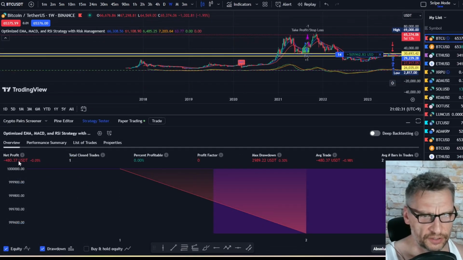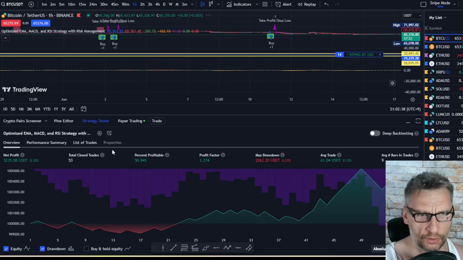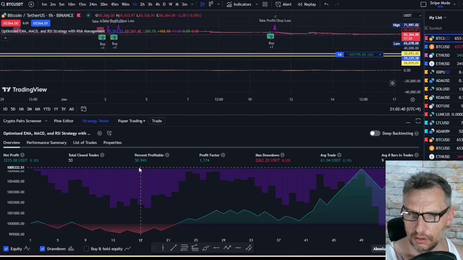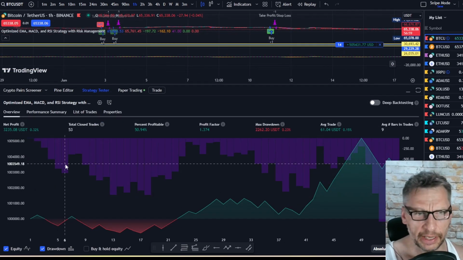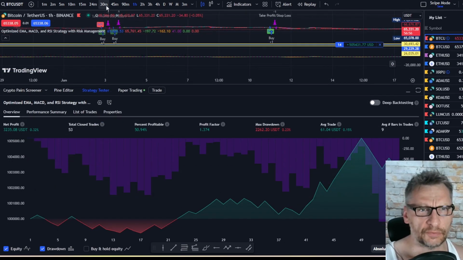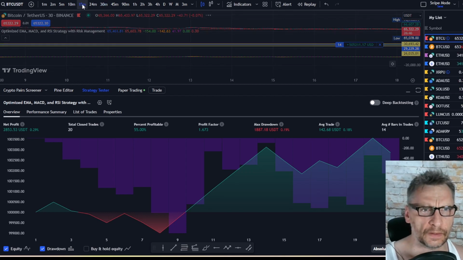But the strategy tester on the 1 week, it's actually really bad. 1 day, not great. Let's see, 1 hour. On 1 hour, it turns out to be 50% profitable. The net profit is $3,235, which is not bad. Let's see on a smaller time frame, 30 minutes. On the 30-minute time frame, it's 55% profitable. The net profit is a little bit lower.